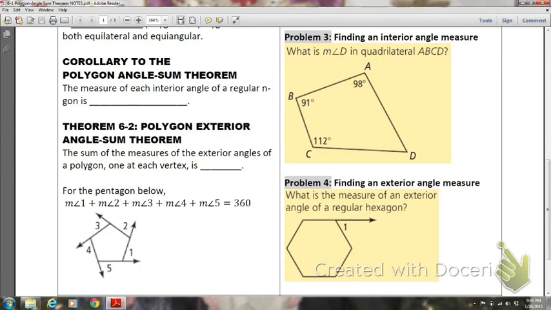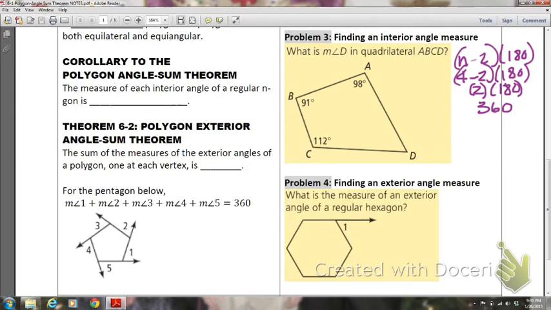In problem 3, we're finding an interior angle measure, and it asks what is the measure of angle D in quadrilateral ABCD. So what is the sum of the measures of the interior angles of a quadrilateral? In any quadrilateral, you've got n minus 2 times 180, and it's a four-sided figure, so 4 minus 2 times 180 is 2 times 180. So the sum of the measures of the interior angles of a quadrilateral is 360.